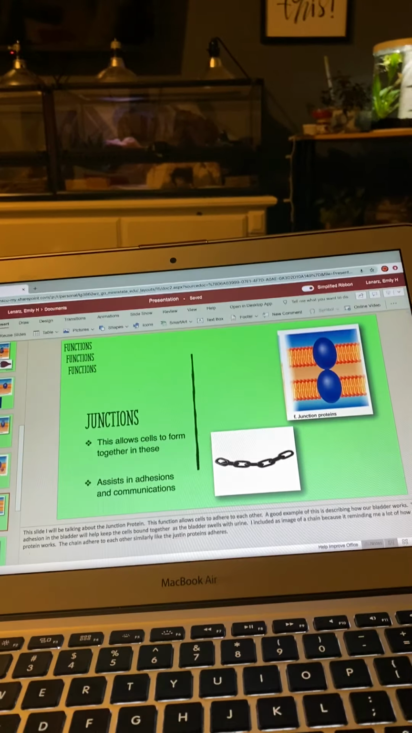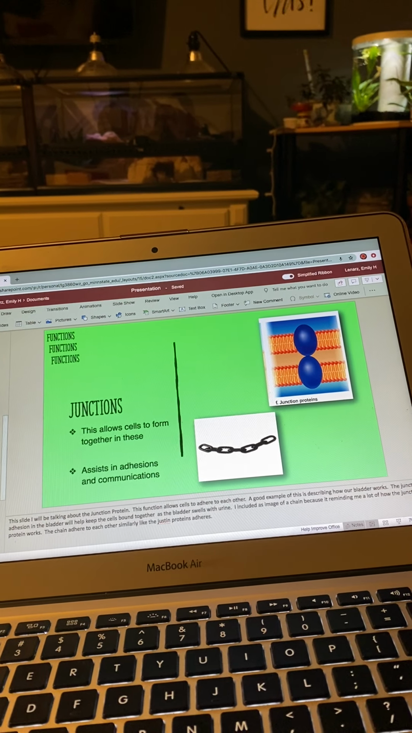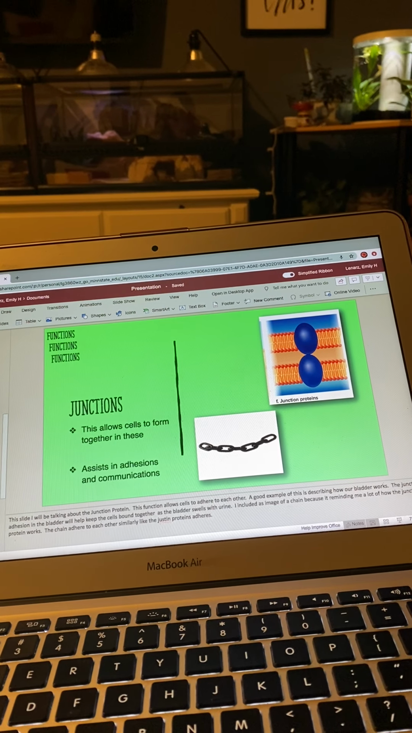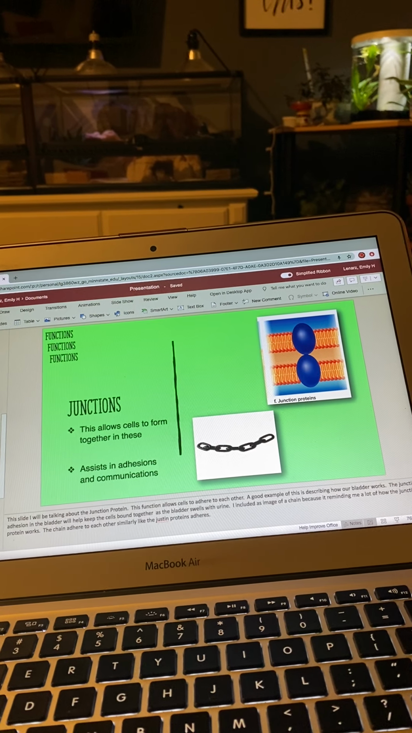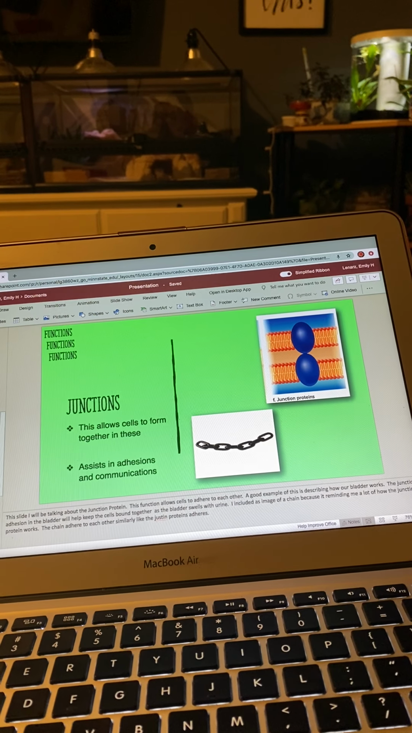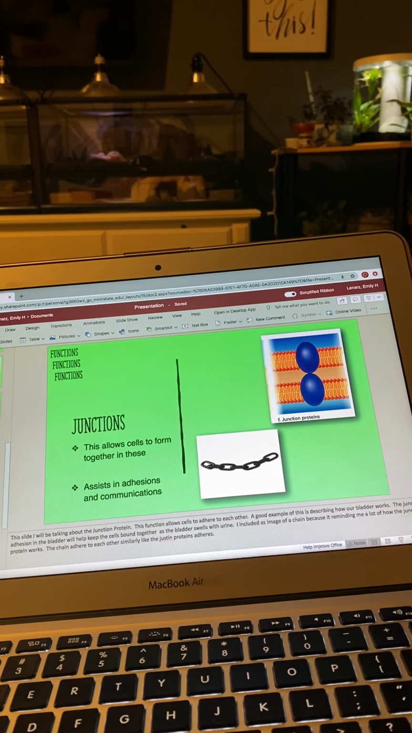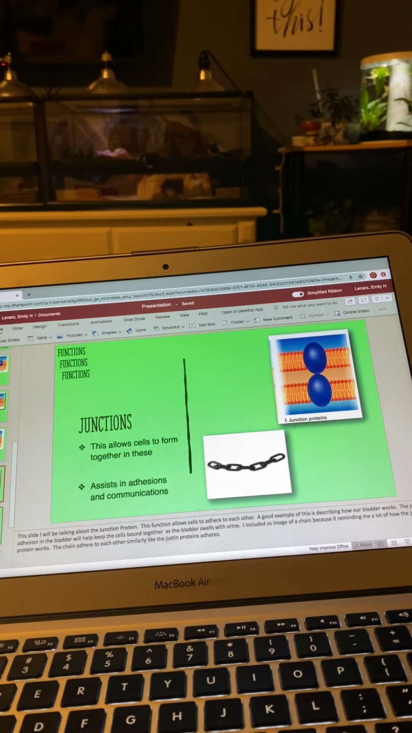Junction protein. This slide will be talking about the junction protein. This function allows cells to adhere to each other. A good example of this is how our bladder works. The junction adhesion in the bladder will help keep the cells bound together as the bladder swells with urine. I included an image of a chain because it reminds me a lot of how the junction protein works. The cells adhere to each other similarly to how junction proteins adhere.